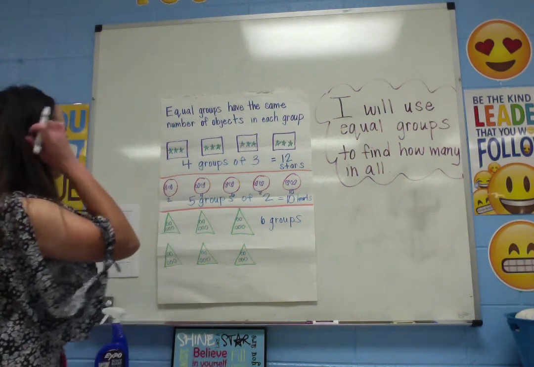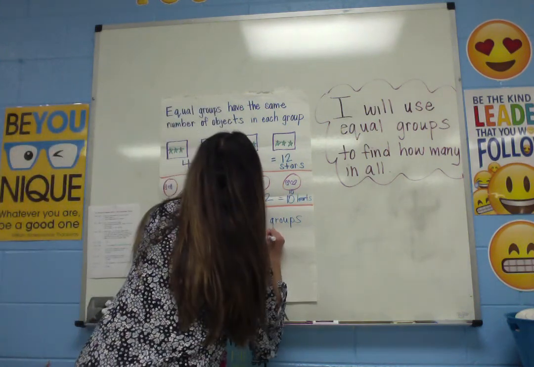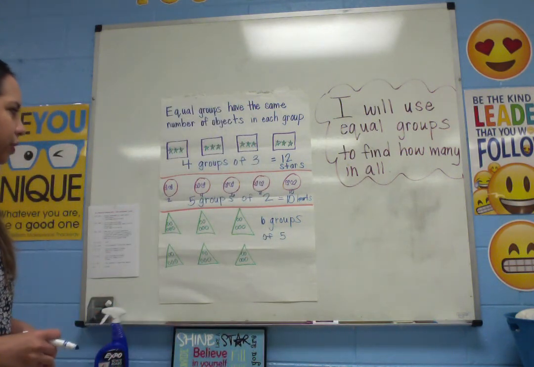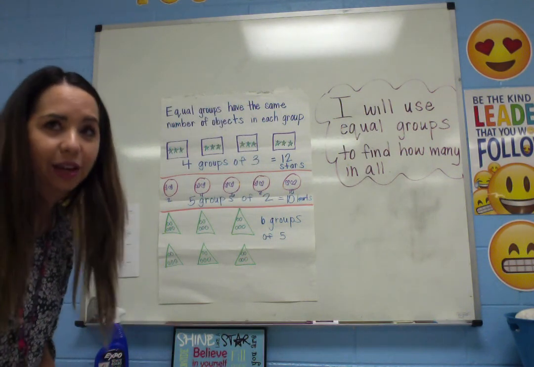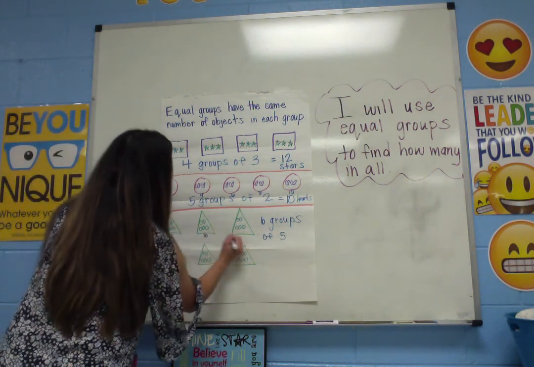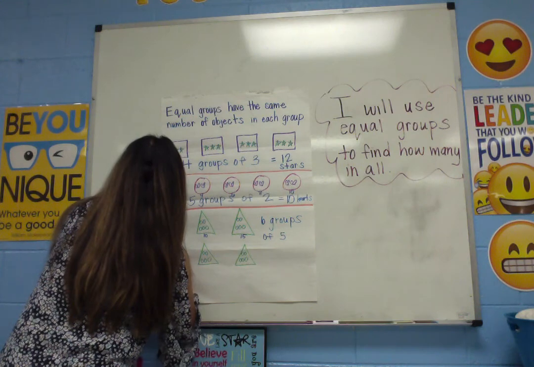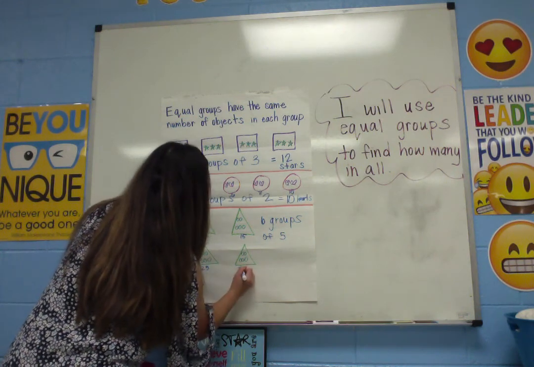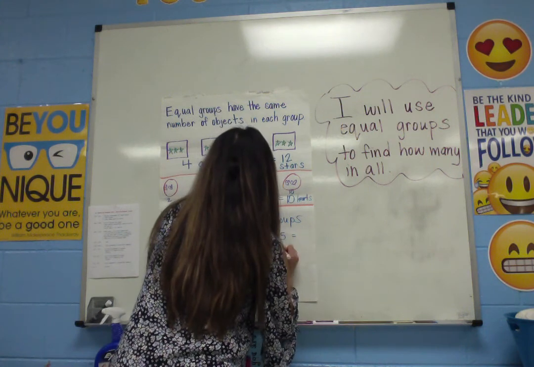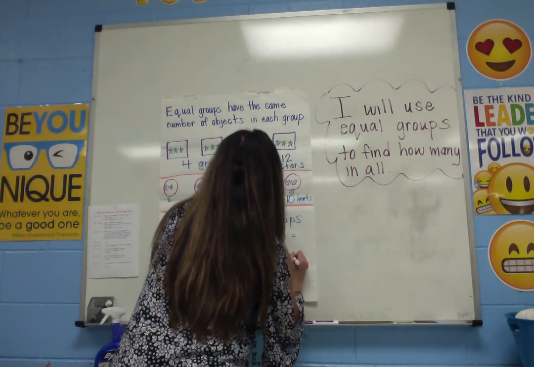All right, so there are 6 groups of 5 circles, and to find the total number of circles, we can definitely skip count. Let's skip count by 5s. 5, 10, 15, 20, 25, 30. Okay, so 6 groups of 5 equals a total of 30 circles.